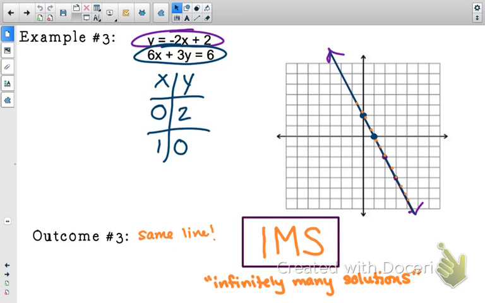Now we need to make sure we don't get this confused with all real numbers, because if it were all real numbers, then that means this point would be a solution, or this point would be a solution, which is not the case. So IMS is not the same as all real numbers.